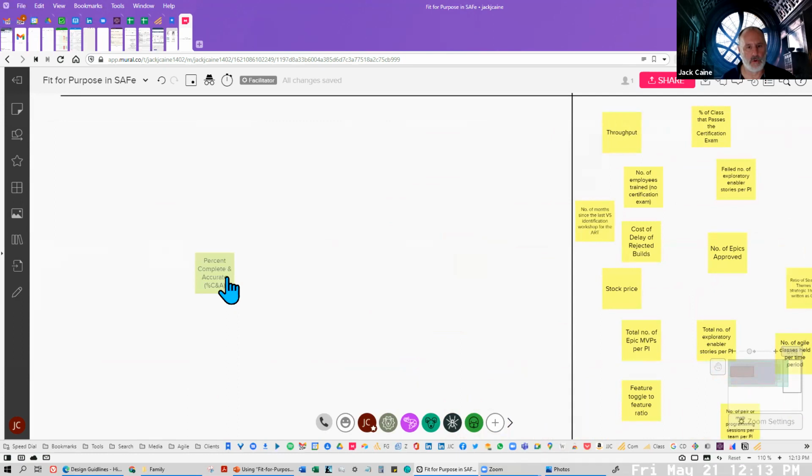Okay, we just have one more left. We got the lobster, it looks like, that's clicked on that, so nobody else can move it. If you're the lobster, please move it or unclick it. It's on % complete and accurate. Whoever's the lobster. All right. Okay. All right.